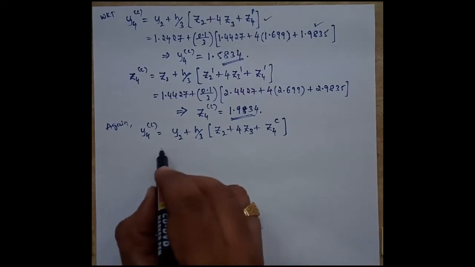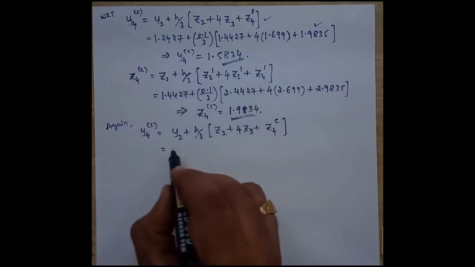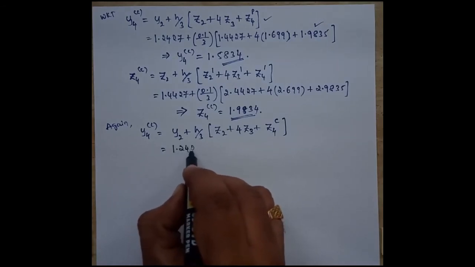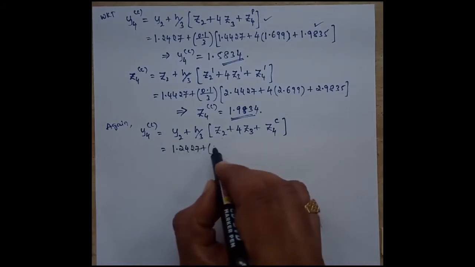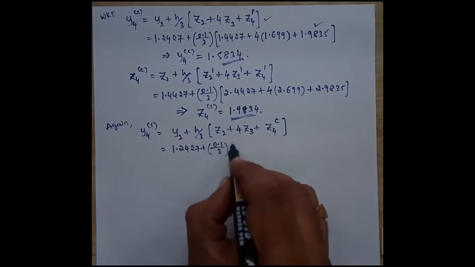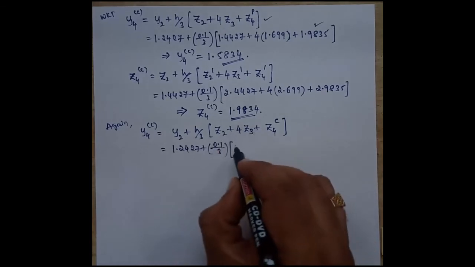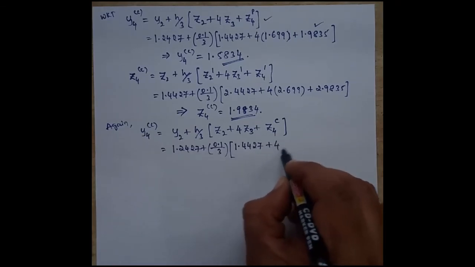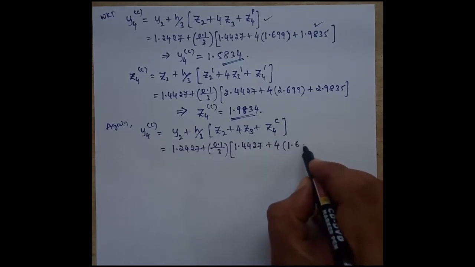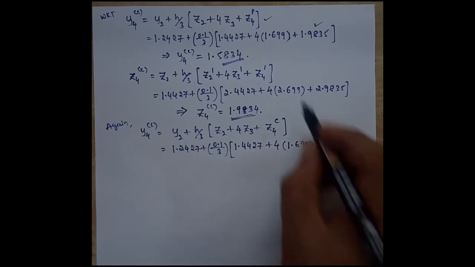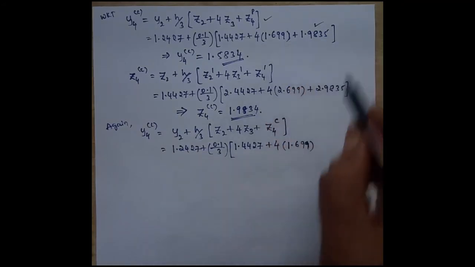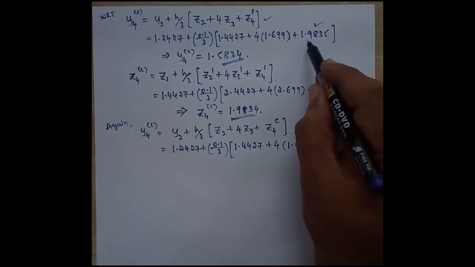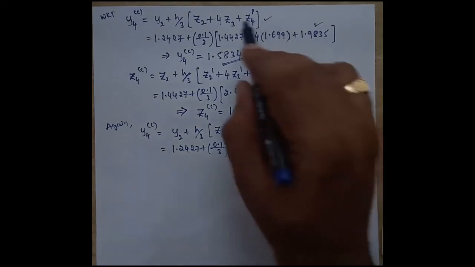Now substitute all the values. Anyway, these values are the same. I'll repeat. 1.2427 plus H is 0.1 divided by 3 into Z2, it is 1.4427 plus 4 into Z3 is 1.699. The same value till here. But the last one, here 1.9835, is a predicted value.